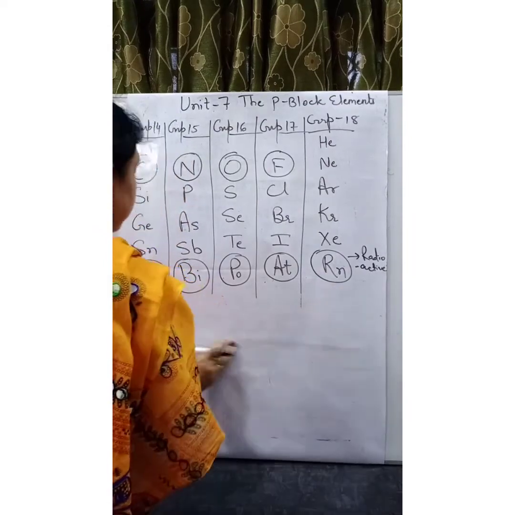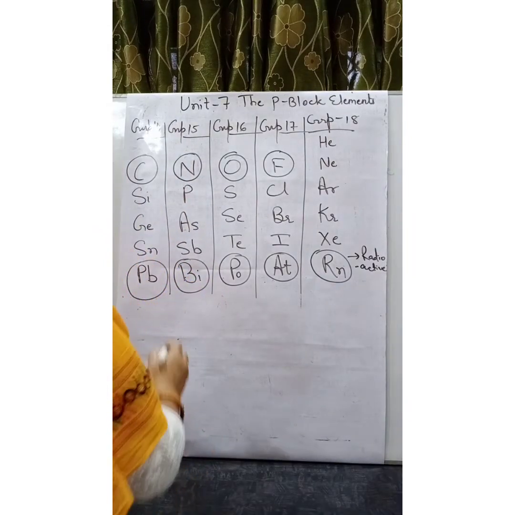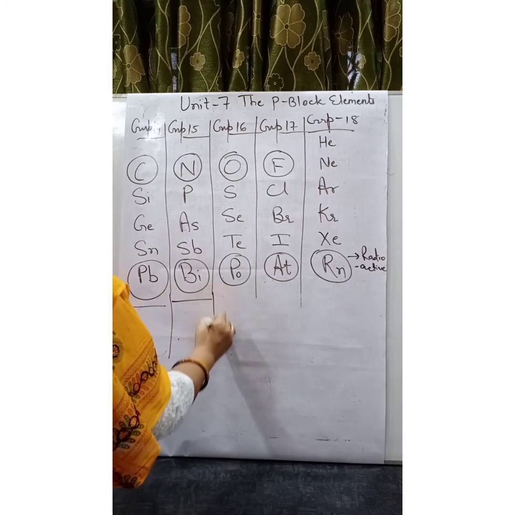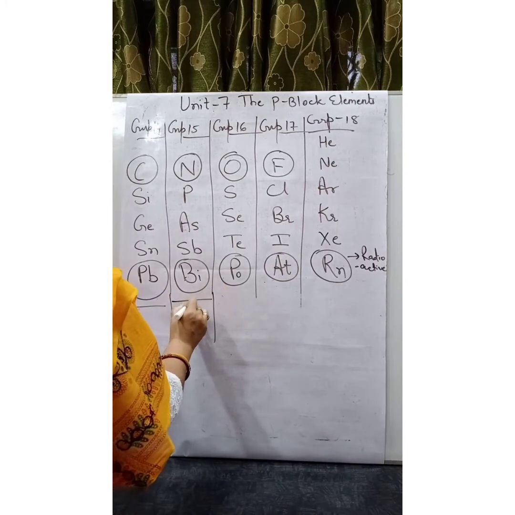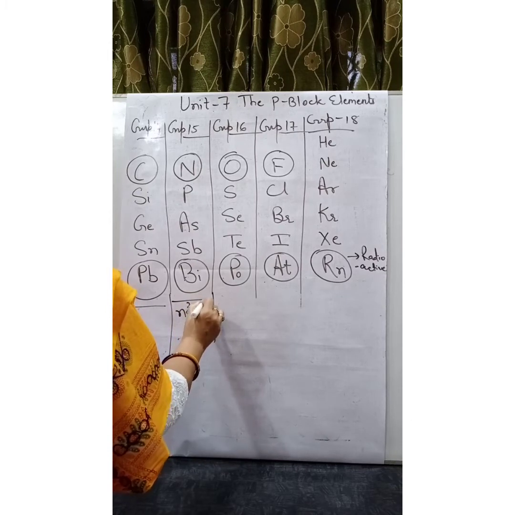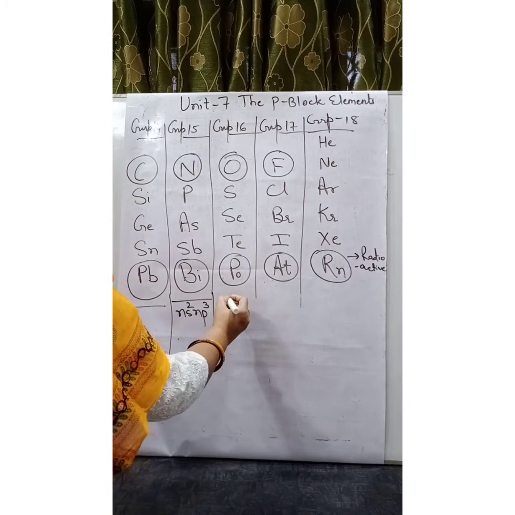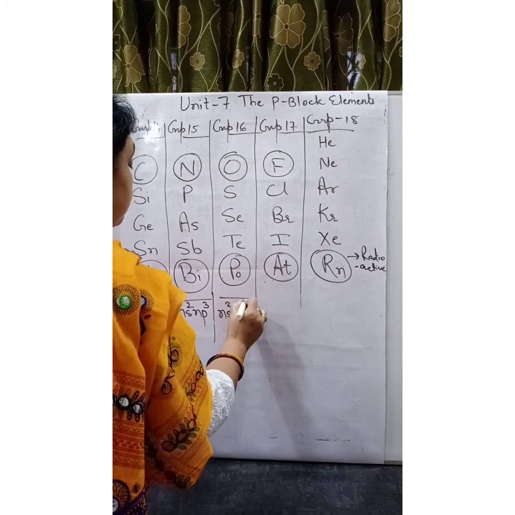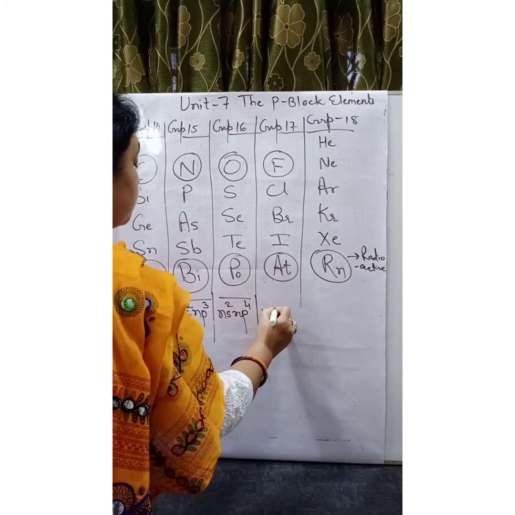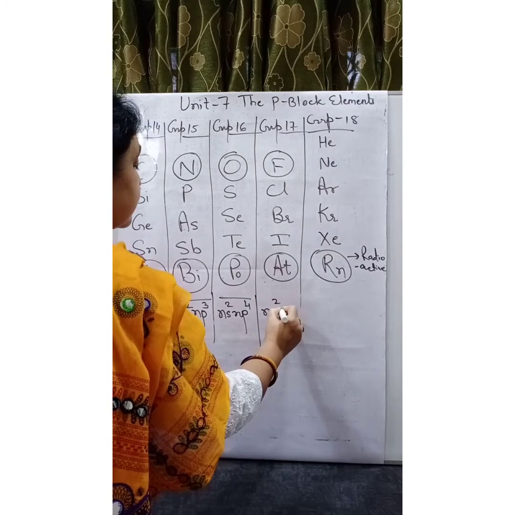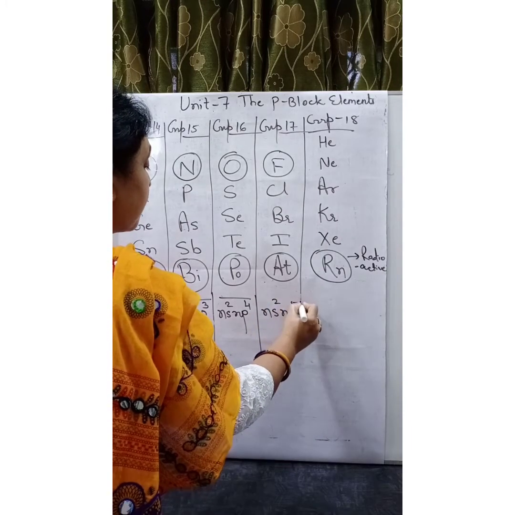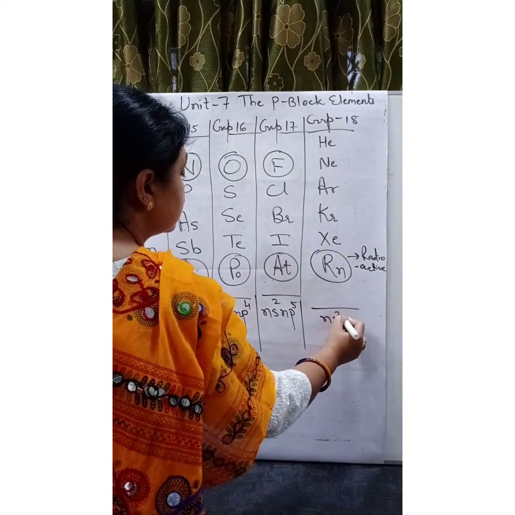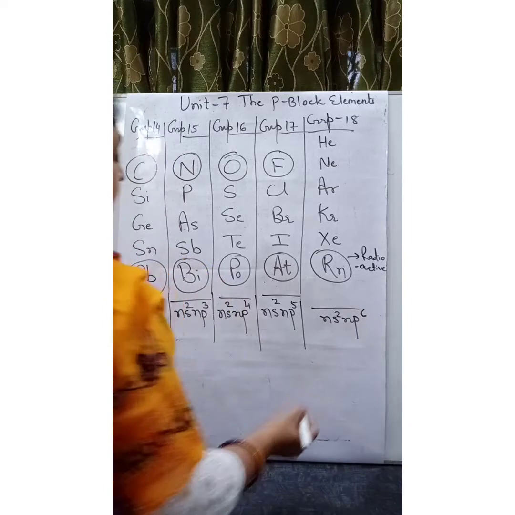If we compare the electronic configuration of these elements, for group number 15, the general electronic configuration is ns2np3. For group number 16, it is ns2np4. For group number 17, it is ns2np5. And for group number 18, it is ns2np6.